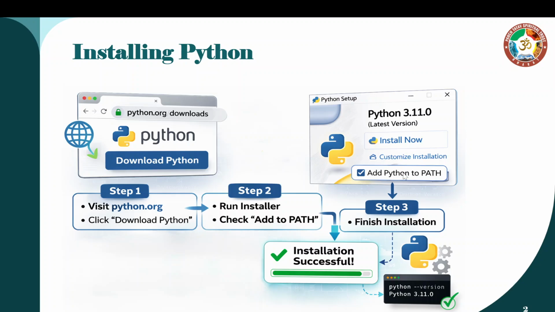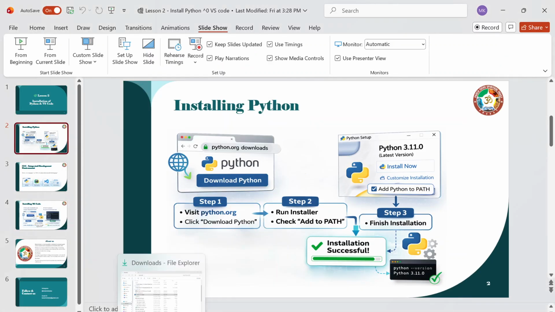And here you will see two checkboxes. The first checkbox will be add Python to path. So this checkbox is very important. Do not miss this checkbox. Let's see it again.